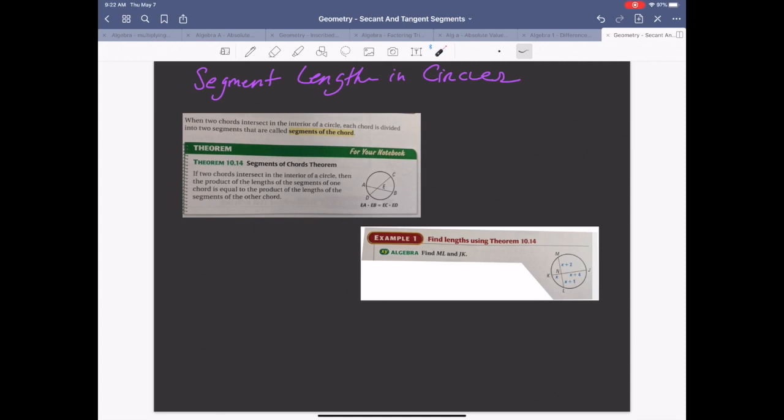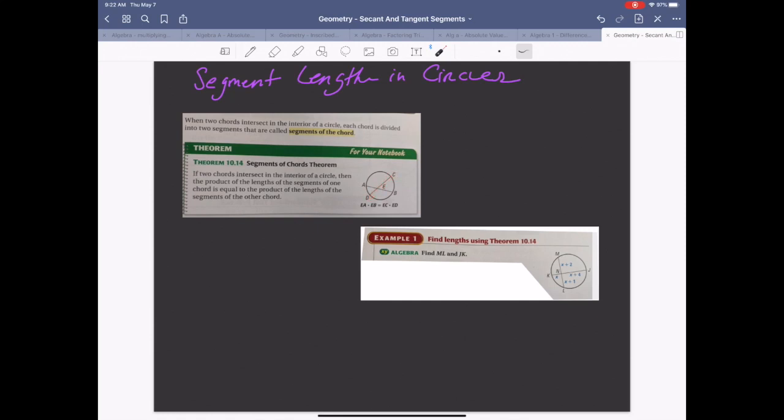Okay, so when two chords intersect in the interior of a circle, so you can see we have these two chords here, and they're intersecting right there inside the circle, in the interior. Each chord is divided into two segments that are called the segments of the chord. So it's really simple. DE is a segment, and EC is a segment of the chord DC.